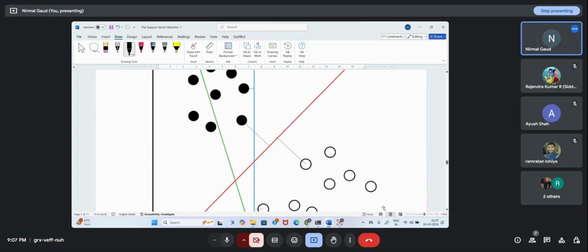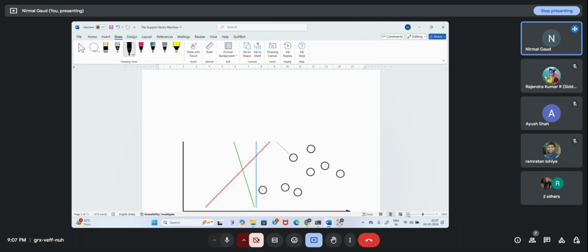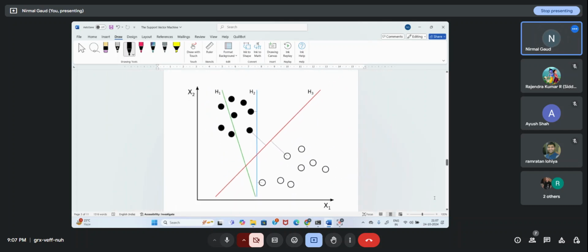Here you can see in the diagram, I have explained in the previous class also, we are having three hyperplanes: H1, H2, H3. If the question came to you, which one is optimal hyperplane? You will say, sir, H1 we are rejecting. Why? Sir, it is misclassification. This hyperplane is misclassifying. These black points are coming in red in the white region.